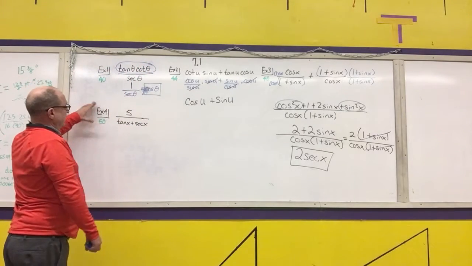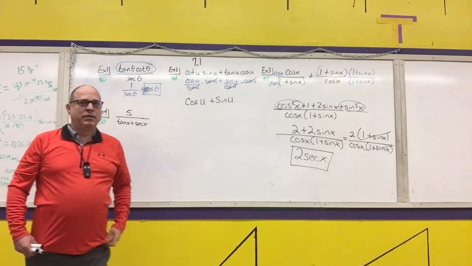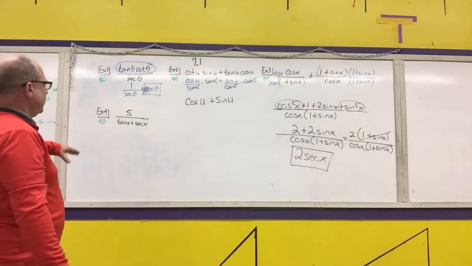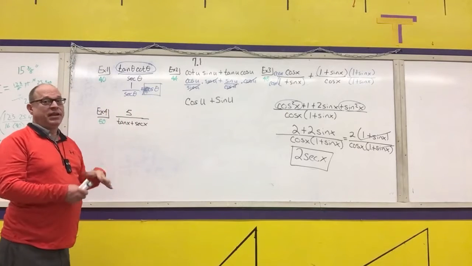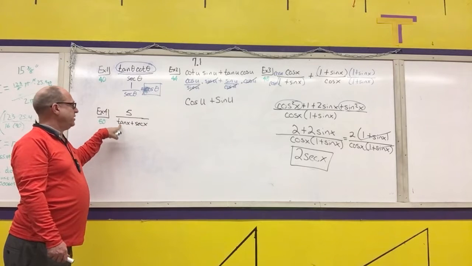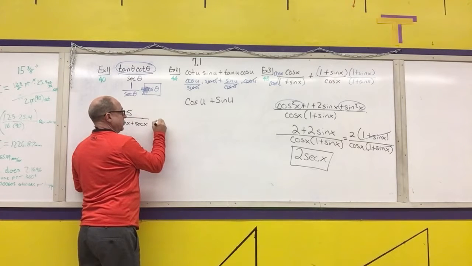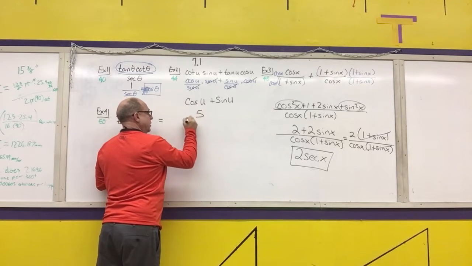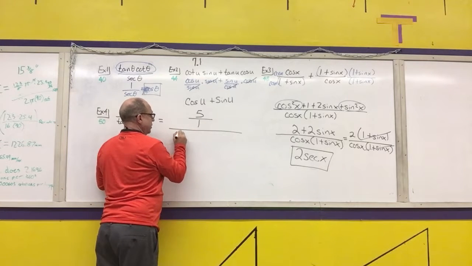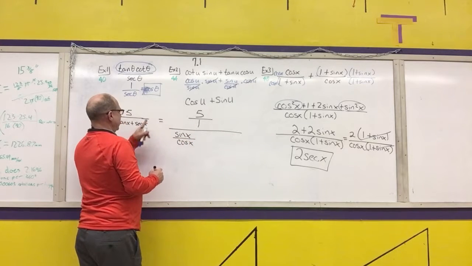The last example is 5 over the tangent of x plus the secant of x. And it says to rewrite this without fractions. So what I want you to realize is that this is actually a complex fraction. It's a fraction with fractions inside of it. And the way you can see that is to rewrite these two, tangent of x and secant of x, as fractions. I'm going to rewrite this one as a fraction also. It's the fraction 5 over 1. Tangent is sine over cosine. Secant is 1 over cosine.